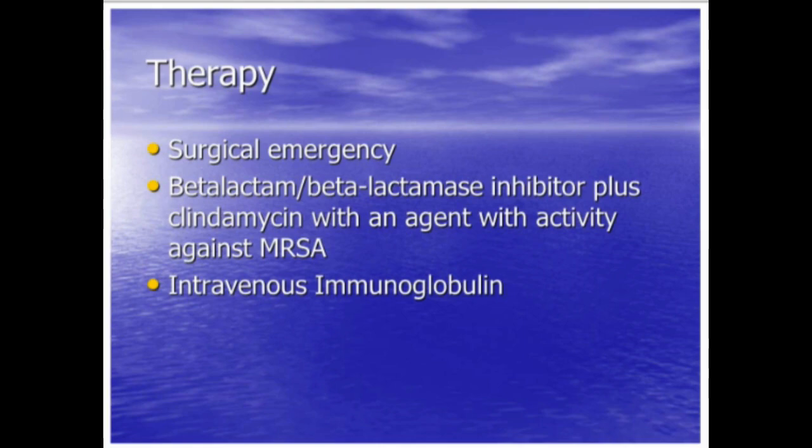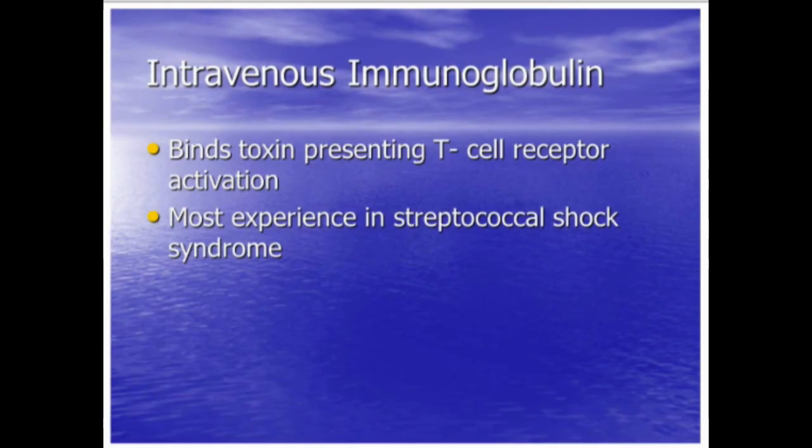And IV immunoglobulin. Why IV immunoglobulin? Because it binds the toxin presenting to the T cell, and that prevents the activation of the cascade, because this toxin acts as a superantigen.